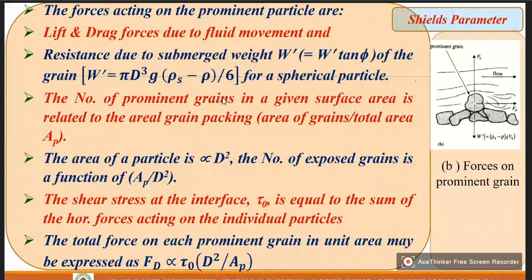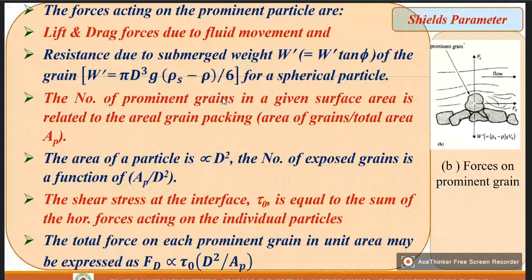So the number of prominent grains in a given surface area is related to the areal grain packing. That is area of the grains divided by total area. Number of grains is proportional to area of each grain divided by total area. The area of the particle is d square. If it is a sphere or a circle, it is pi d square over four, but for any shape, we can say that it is proportional to square of the diameter.